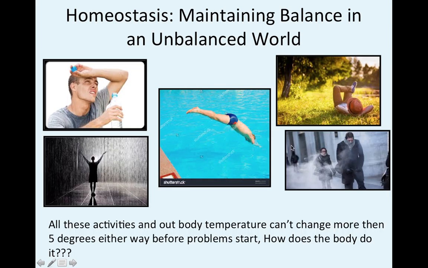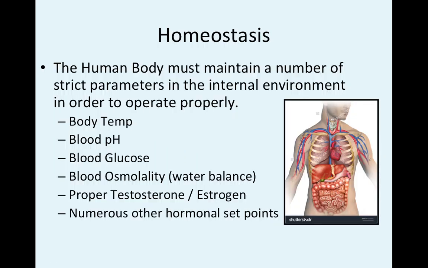In the wintertime, we all live in Canada, so we experience cold weather. You go outside, and your body can't be -5 like it is outside. It's got to maintain at 38. So we make all these adjustments in order for our body to maintain this internal balance. So the body must maintain a number of different strict parameters in the internal environment in order to operate properly.